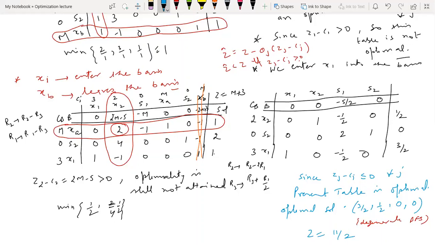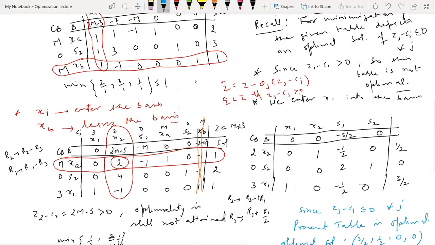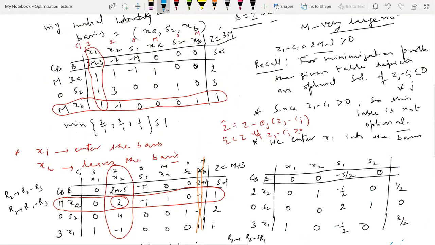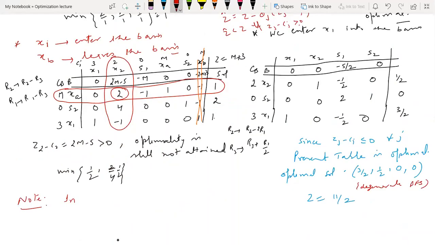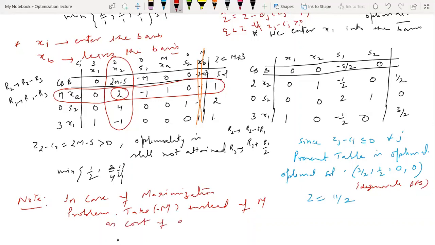So what we did, we were able to remove our artificial variables from the basis by appropriate choice of their coefficients in the objective function. In case of a maximization problem, take minus M instead of capital M as the cost of artificial variables.